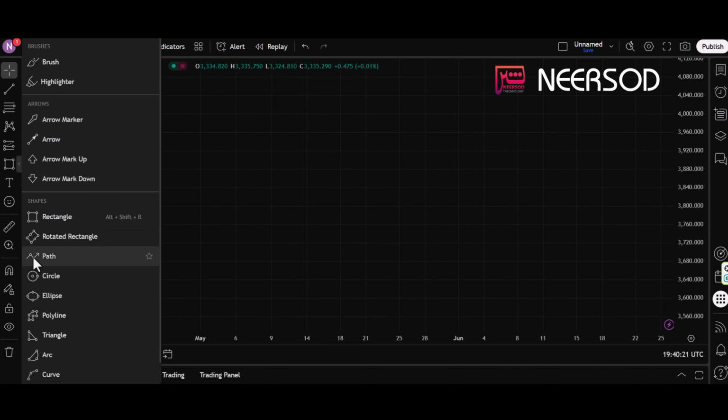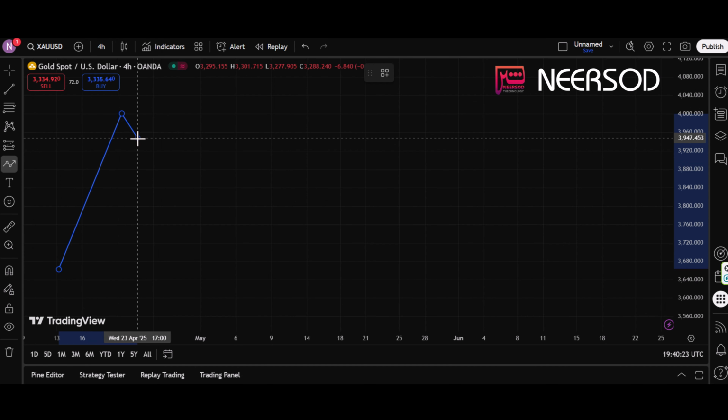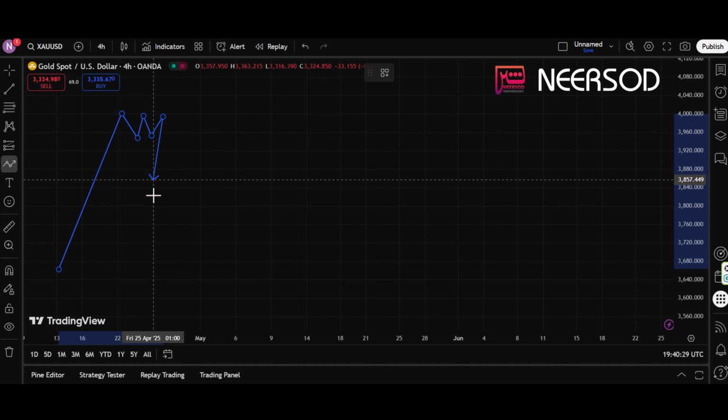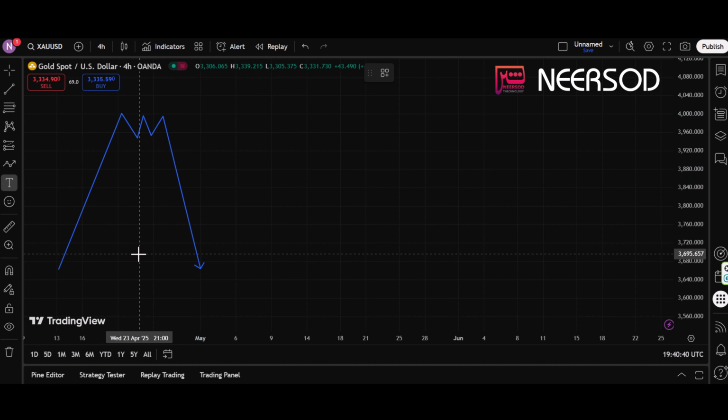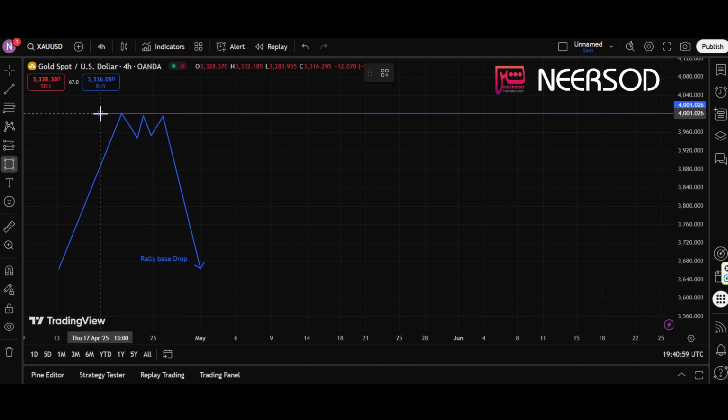Structure 1, the price moves upward, then after a bullish leg it consolidates for a while, and finally a bearish leg happens. This structure is called rally base drop. And the base candles are considered as a supply zone.